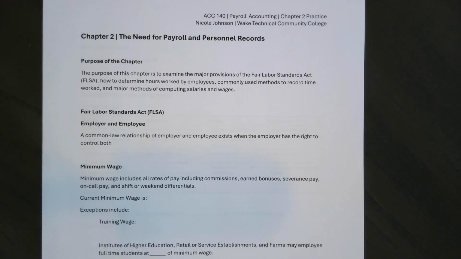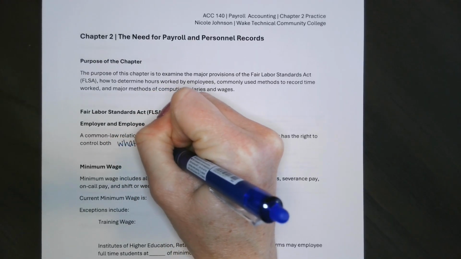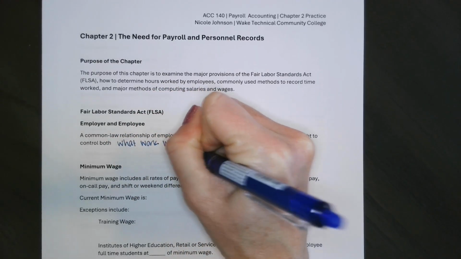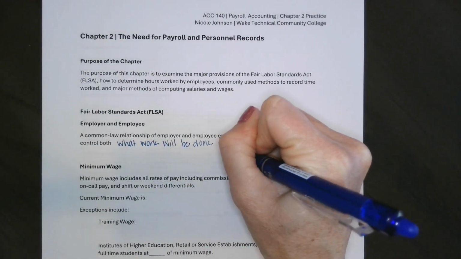Now, the Fair Labor Standards Act has an employer and employee relationship. A common law relationship of employer and employee exists when the employer has the right to control both what work will be done and how it will be done.